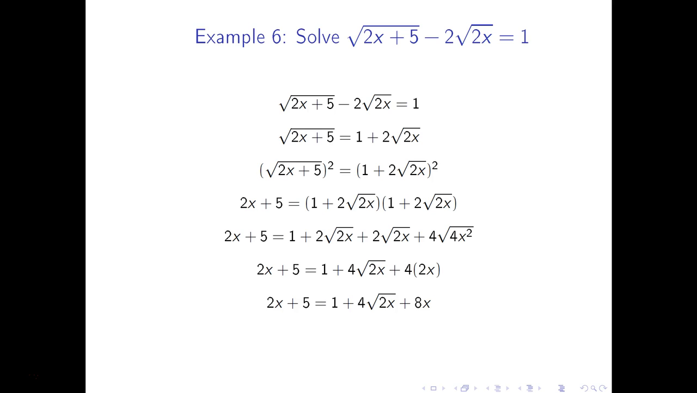So now I multiply together. Okay, so I'm here. Now what? How would I finish solving this problem? Well, I have one square root. Could I just isolate that one square root and then square again? All right, go ahead and pause the video and isolate that one square root and square both sides.